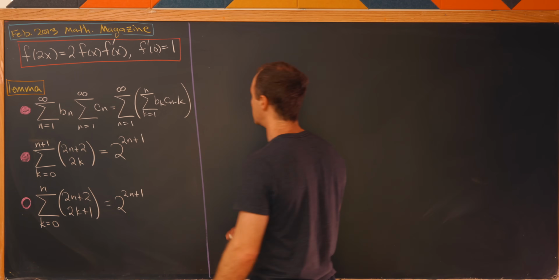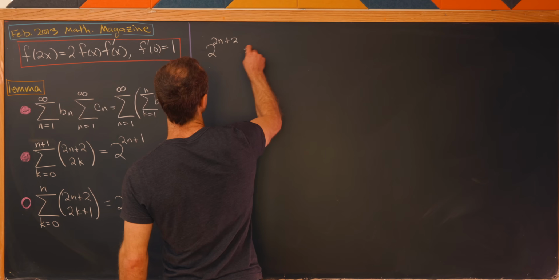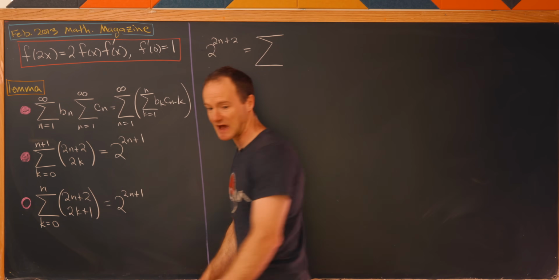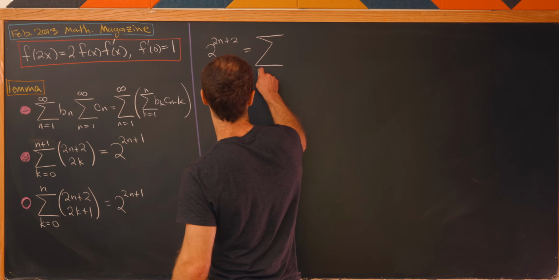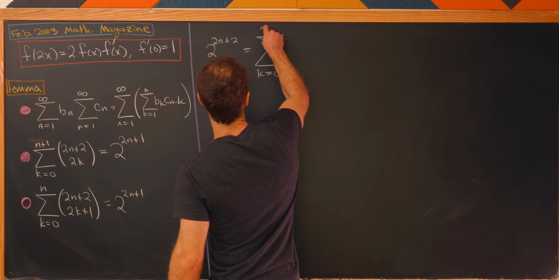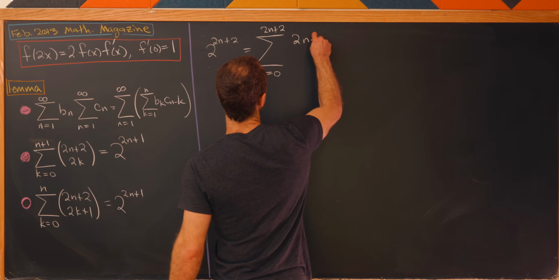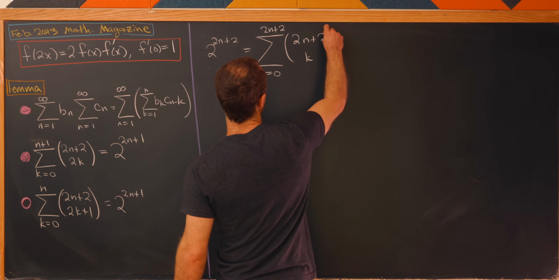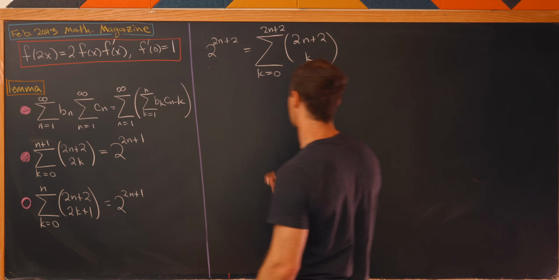But now this is going to be fairly straightforward. Let's take 2 to the 2n plus 2, and let's rewrite it as the sum of all of the binomial coefficients, like we saw on the last calculation. So the sum from k equals 0 to 2n plus 2 of 2n plus 2 choose k. And now let's split this into even and odd parts.